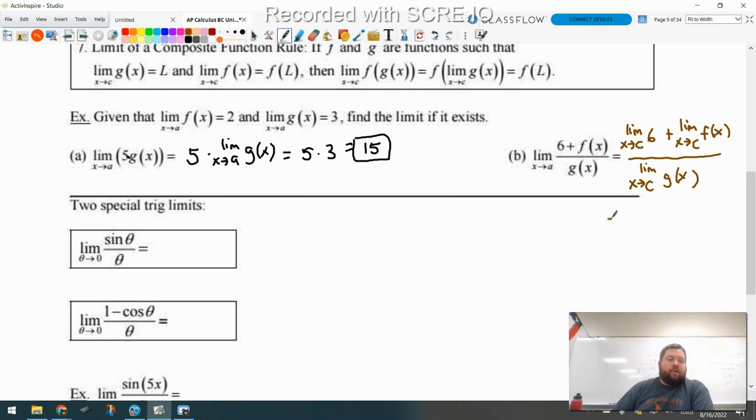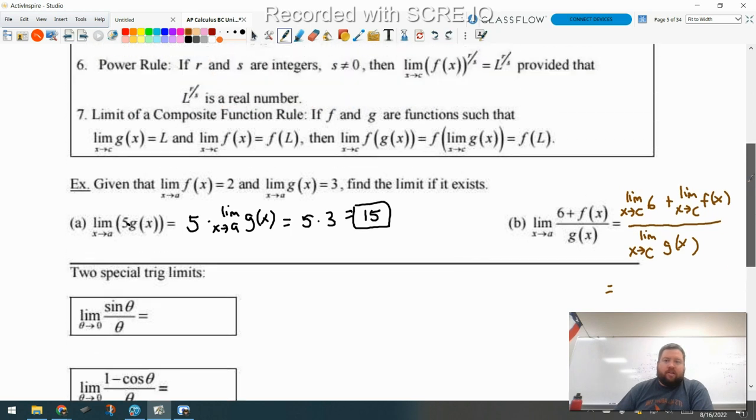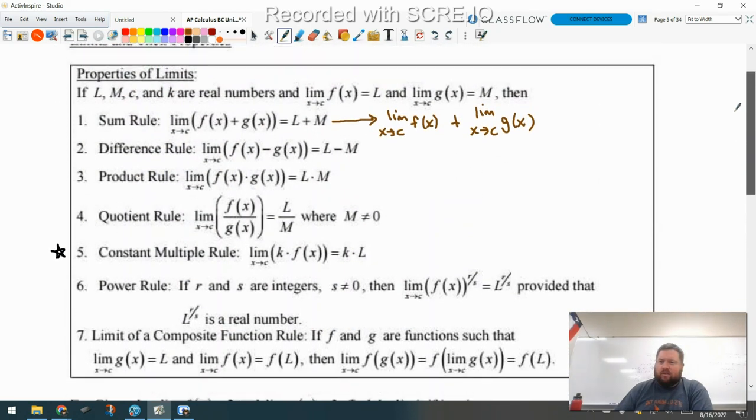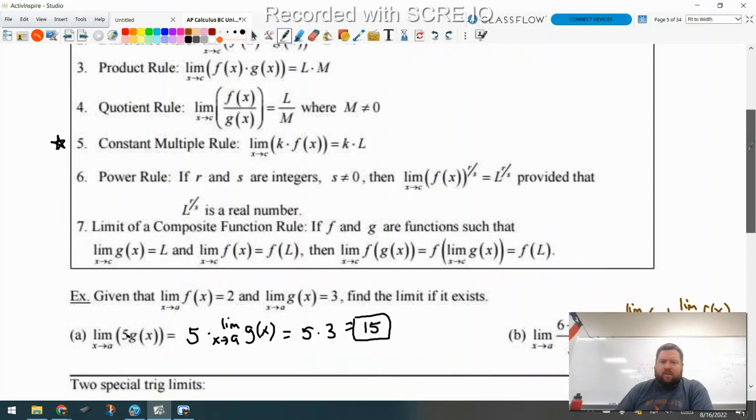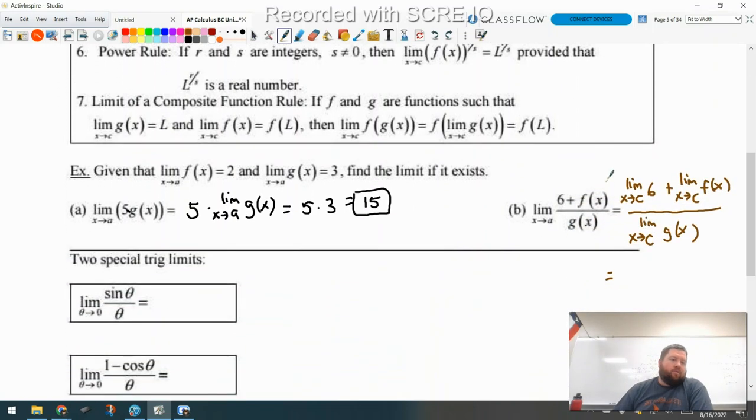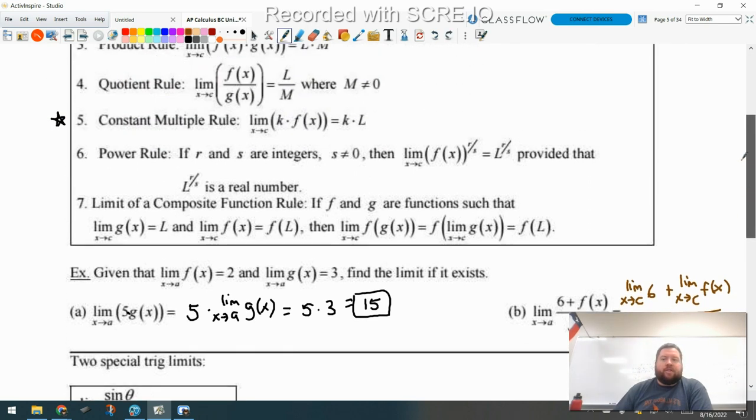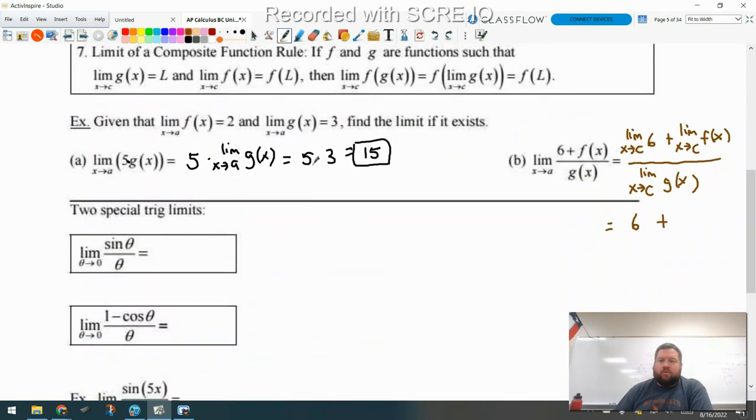Okay, then just follow your order of operations. We're going to do what's on top first. The limit of a constant is equal to that constant. I don't know if that's up here or not. It's not, but that's the rule. If you have the limit of a constant, that's equal to the constant. The limit as x approaches c of f of x is equal to, sorry, I keep scrolling, 2 right there. And the limit as x approaches c of g of x is equal to 3. 6 plus 2 is 8. Thirds.